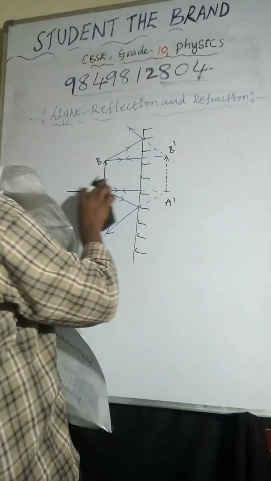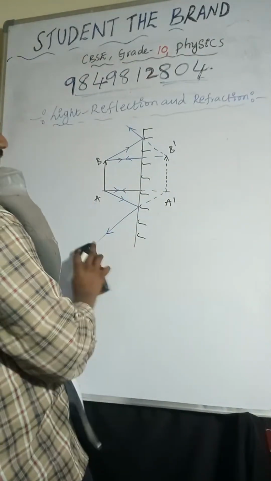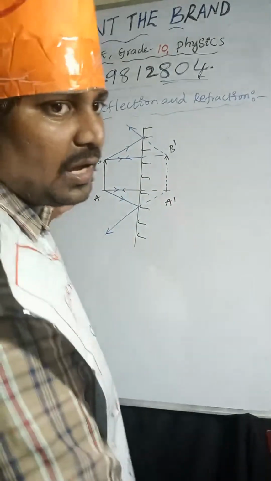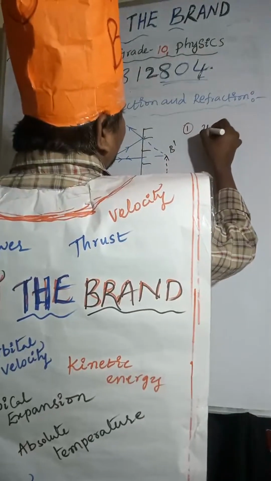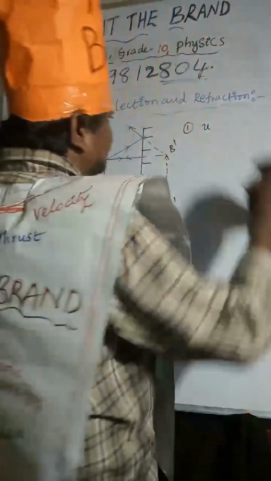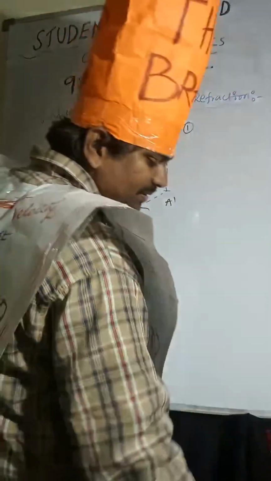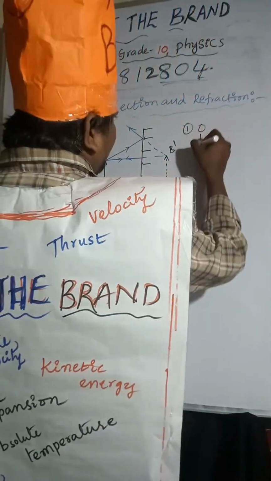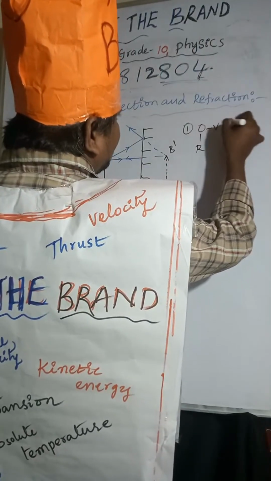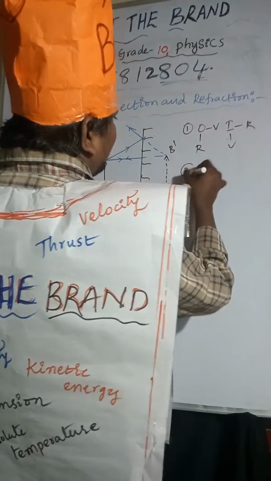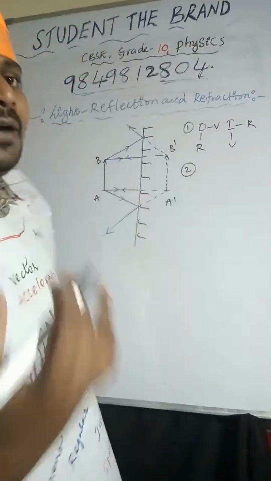In the previous case, I explained: object is real, image is virtual. Point number one: if object is real, image is virtual. If object is virtual, image is real. This condition is very important. The second point is object distance.